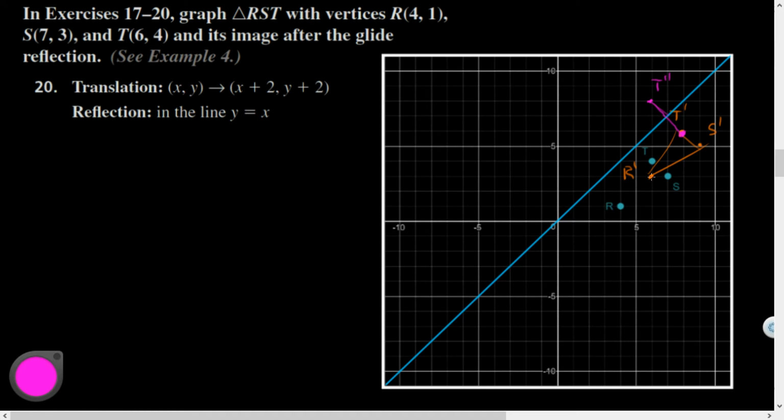R was at 6, 3. So if I go to 3, 6, that should be R double prime. And that was 1.5 diagonals, 1.5 diagonals. And S was at 9, 5, so at 5, 9 should be S double prime. And so this would be my final result from that compound transformation.